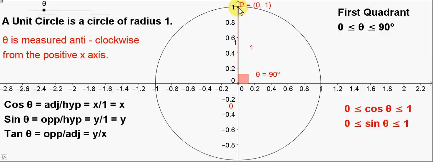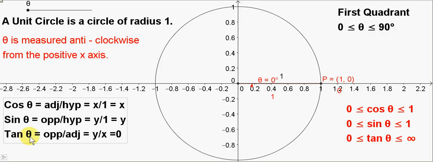In this case, the coordinates of the point P are 0, 1. So that means that the cos of 90 degrees is 0. In other words, the adjacent in this triangle is actually 0. So we have 0 divided by 1, which is 0. The sine of 90 degrees is 1. So that means the side opposite theta is actually 1. And the hypotenuse is, of course, 1. So sine of 90 is 1 over 1, which is 1.